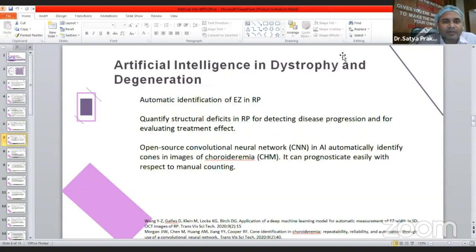Then apart from ROP and AMD, artificial intelligence in dystrophies and degeneration has also been used. It has been used for automatic identification of the ellipsoid zone in retinitis pigmentosa, to quantify structural deficit in RP, for detecting disease progression and for evaluating treatment effect. An open source convolutional neural network, that is CNN, in artificial intelligence automatically identifies cone images in choroideremia, and it can prognosticate easily compared with manual counting.